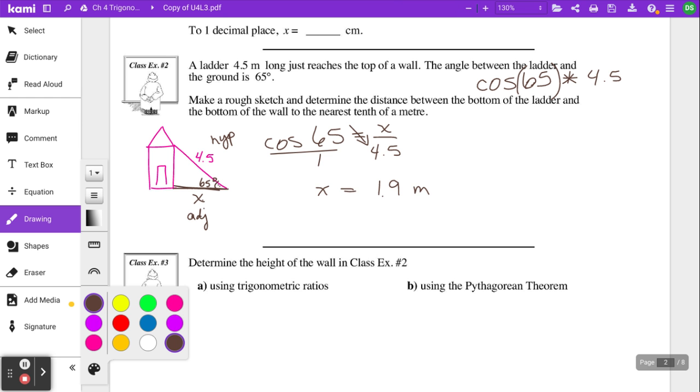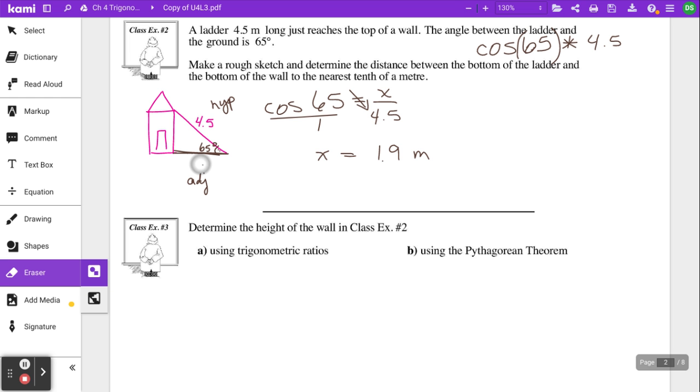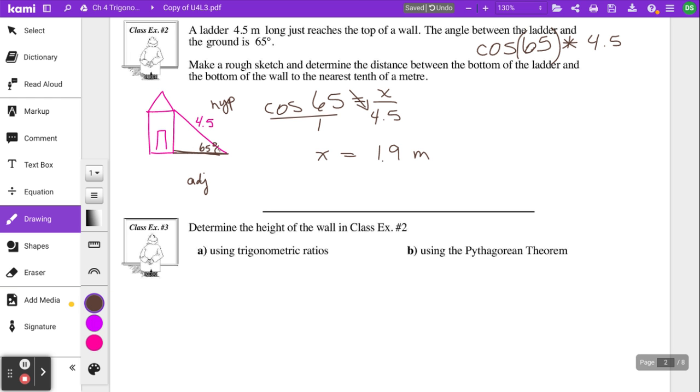Next question. Determine the height of the wall. Oh, same thing, same picture. Find the height of the wall. Well, now I know that this is 1.9. Now, can you use the Pythagorean theorem? Yes. Should you? Well, they want you to.